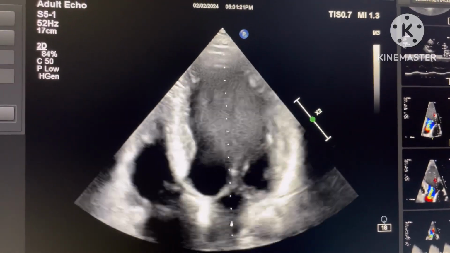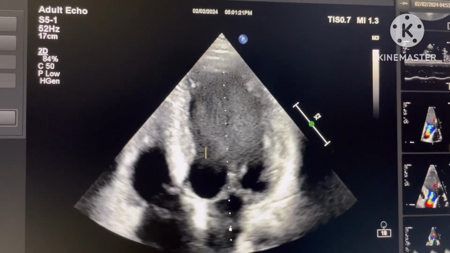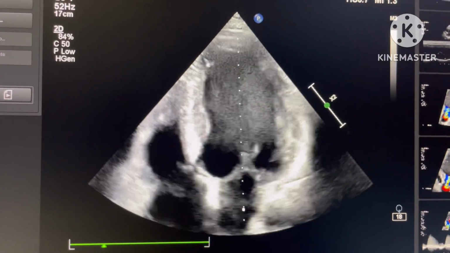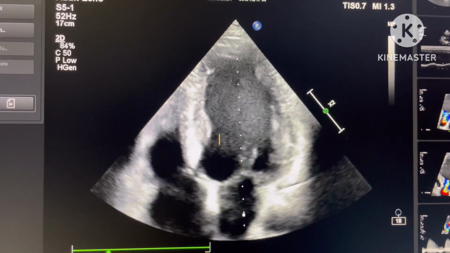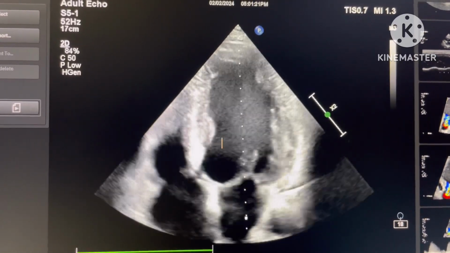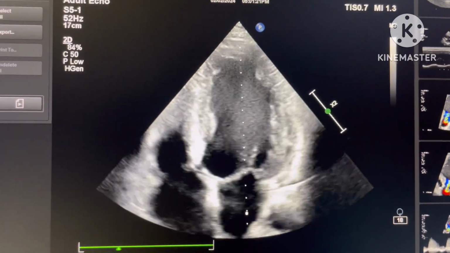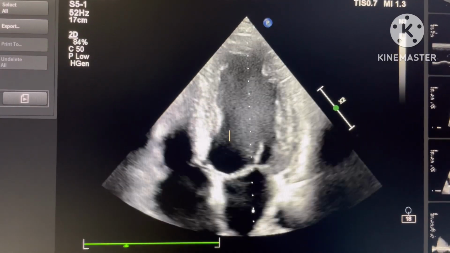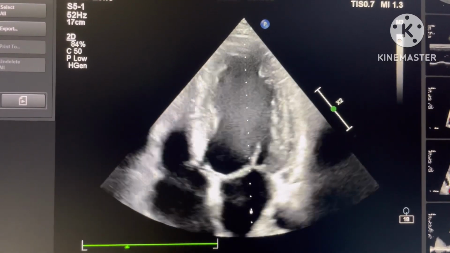This is the case of severe aortic regurgitation. In this apical four-chamber view, you can see the left ventricle is dilated. Ejection fraction is lower normal range. Obviously, for severe AR, if ejection fraction is lower normal range, you have to get the aortic valve replaced.